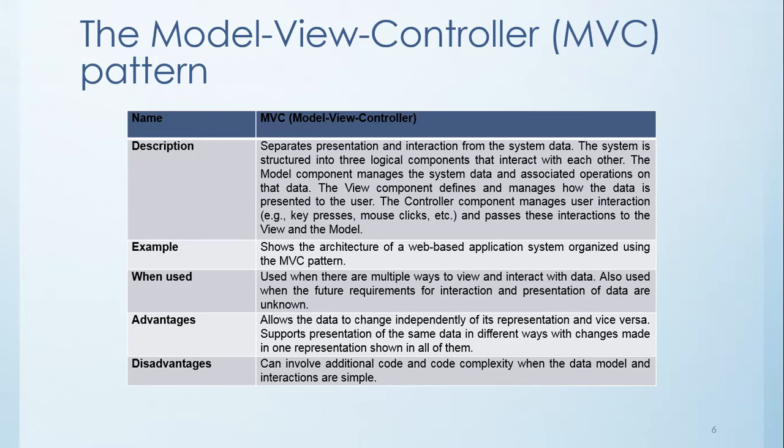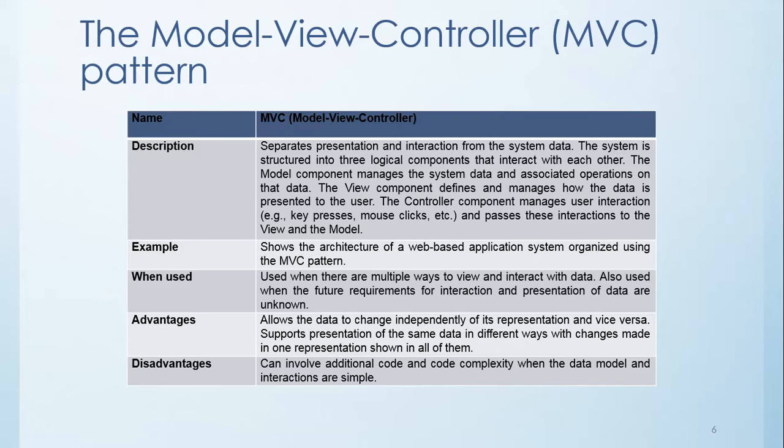You try to use the MVC pattern when there are multiple ways to view and interact with the data. So in the case of a web browser, obviously, when we're dealing with a lot of web data, there are a lot of different ways you can present and interact with the data. You also use it when the future requirements for interaction and presentation of the data are unknown.